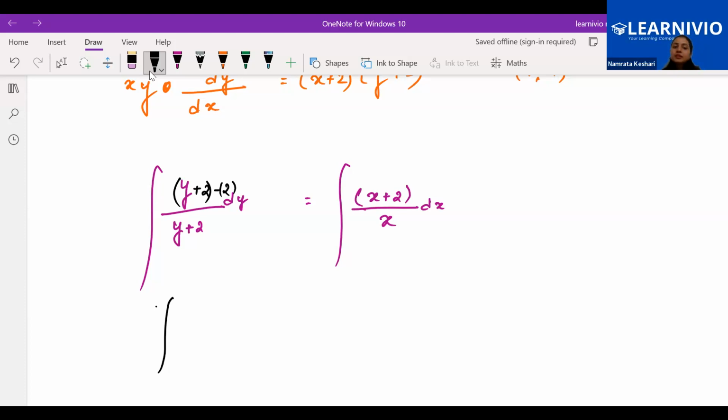That means that if we are having x plus 5 by 8, we can write it as x by 8 plus 5 by 8. Yes or no? Yes, ma'am. So this concept only we have to apply over here. Tell me what to write over here.